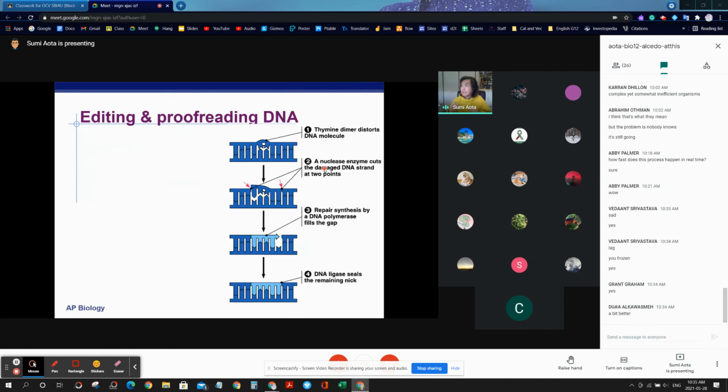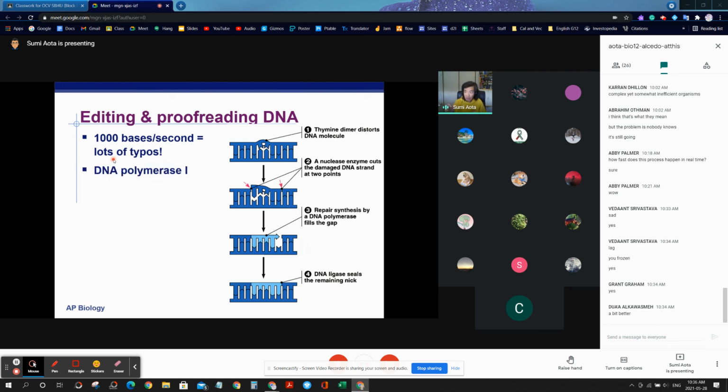So regarding editing and proofreading DNA. So let's say that there is something wrong. Like let's say that 2 thymines that are next to each other end up binding to each other instead of binding to the adenines across. Okay. This is what we call a thymine dimer. Okay. So if you're going at a rate of 1,000 bases a second, the probability of having spelling errors or typos is pretty high.